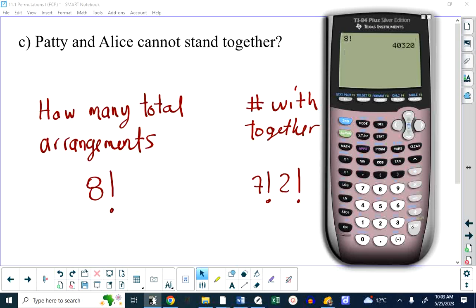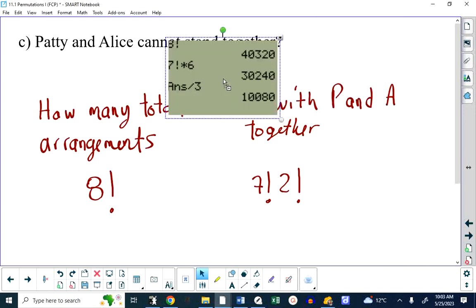Eight factorial is 40,320, and 7 factorial, 2 factorial was 10,080. Okay, so 40,320 and 10,080. Who can tell me what we can do to those two numbers to figure out how many different ways we could line them up so Patty and Alice are not together?